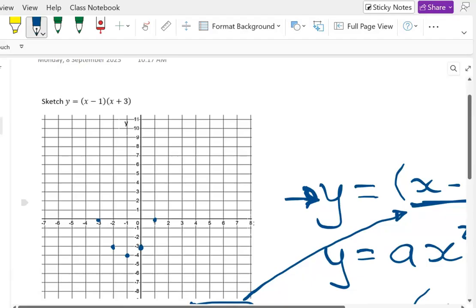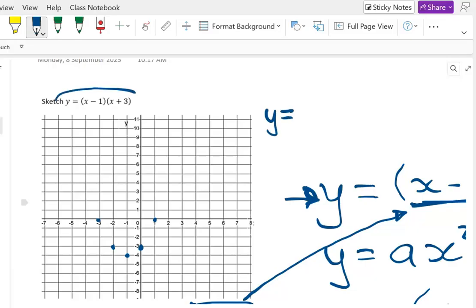Now, it's really good to be confident with using a table of values, because sometimes it comes in handy and it gets you out of a mess. But in this case, we could have done it using the pattern that we know. So we've got y equals this, and that's a pattern where it's an x squared plus blah, blah, blah.